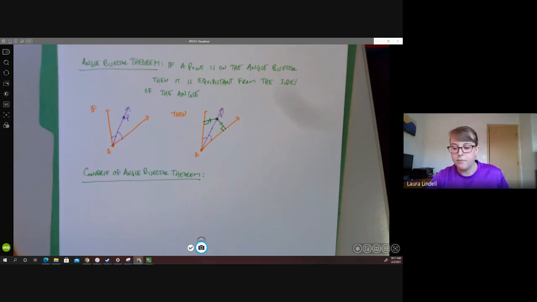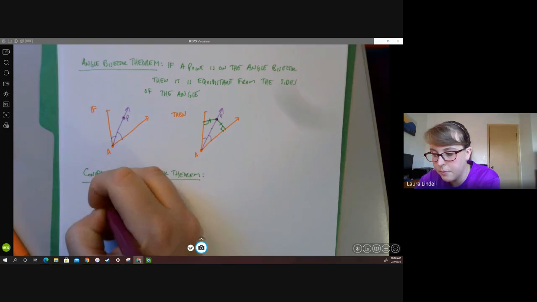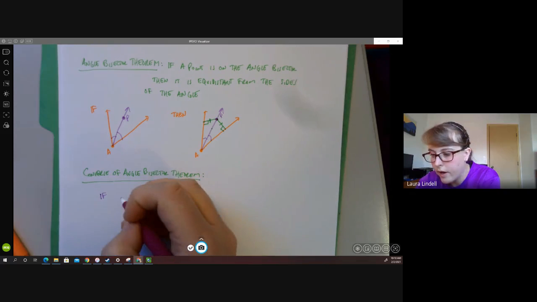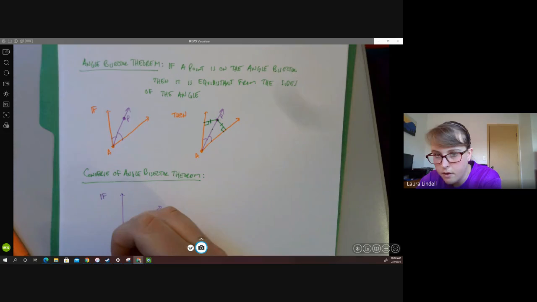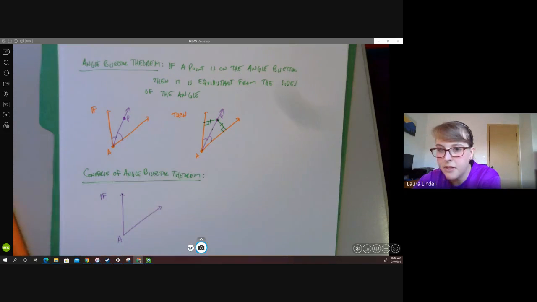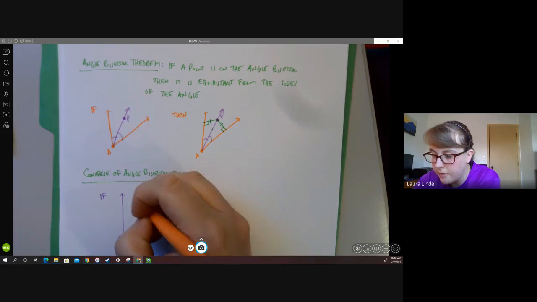And for this one, again, I'm just going to do a picture instead of writing out the whole thing, since the most important one is the theorem itself. The converse is also important, but I like the pictures for understanding. Okay, so what's going on in this case would be if I've got an angle, call it angle A, and there's some point out here inside the angle somewhere, we'll call it point P.